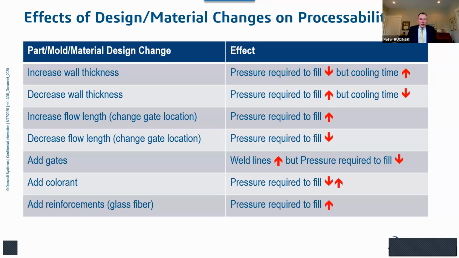And then the final line item there: reinforcements, glass fibers, carbon fibers, graphite fibers. These pretty much all the time increase your melt viscosity. They increase the resistance to flow. They require higher pressures to fill, often higher melt temperatures to fill the mold. However, you get a much stronger part that usually also has higher temperature resistance.